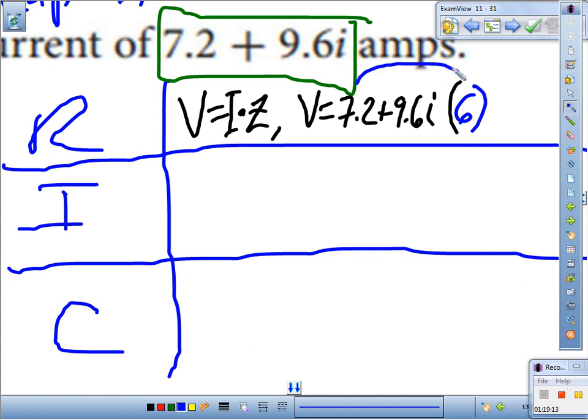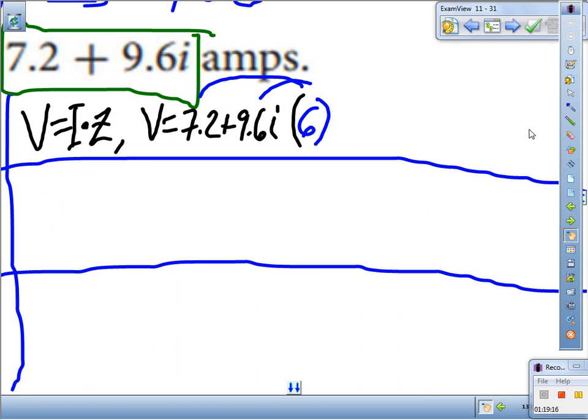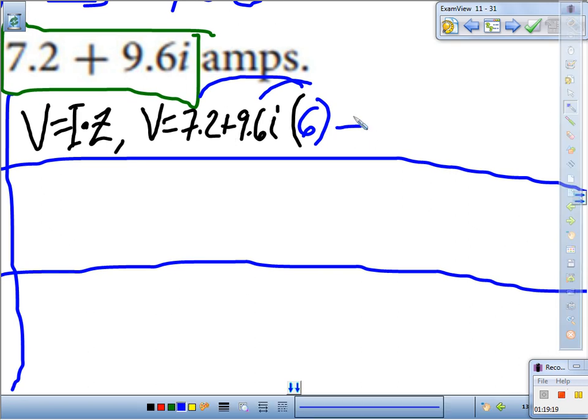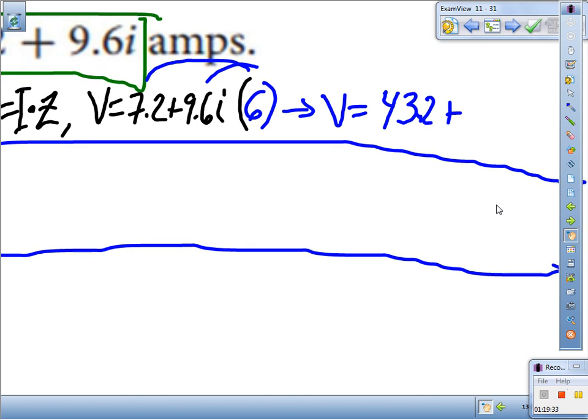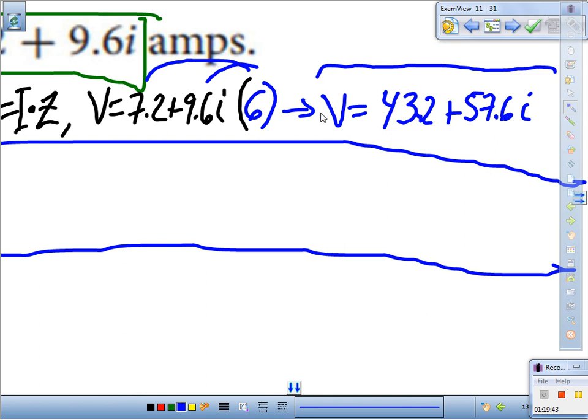All right, distribute. Let's see what voltage is going through that one. So my voltage going through that one is 6 times 7.2, that's 43.2, plus 6 times 9.6, very good, 57.6I. That's the current going through what? The resistor. Is it coming back? Yes? Good.